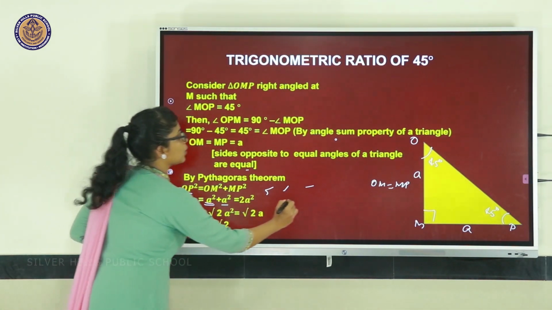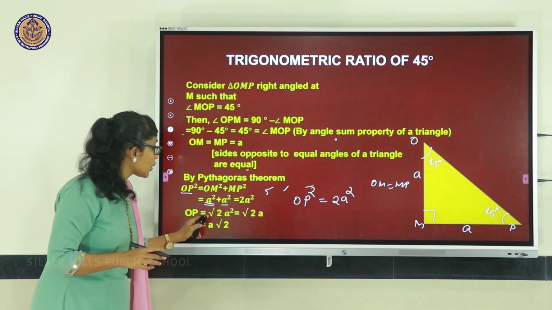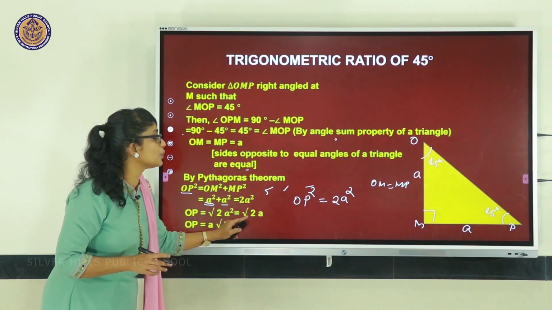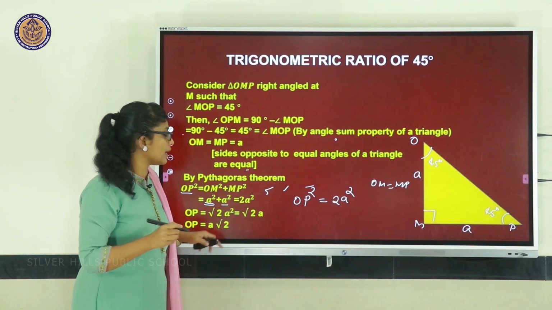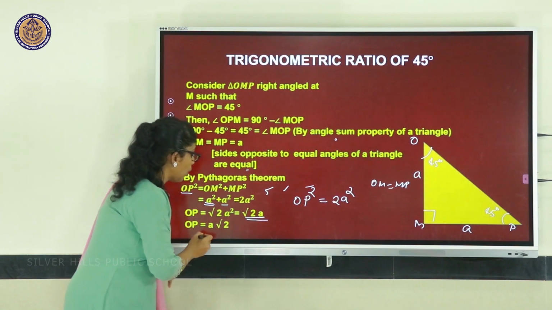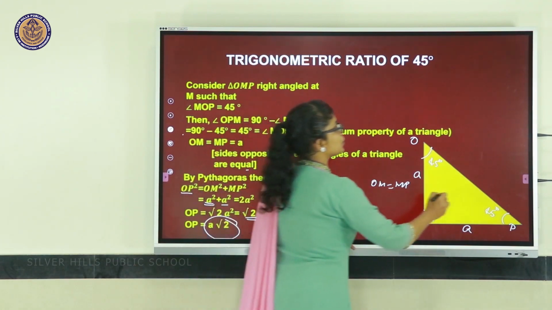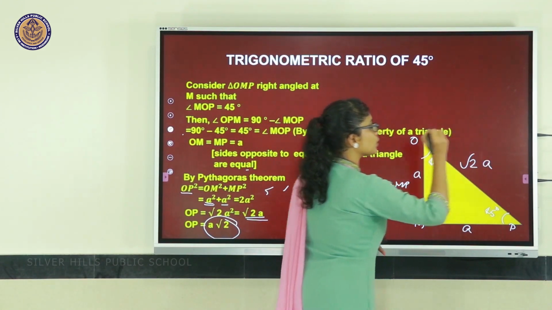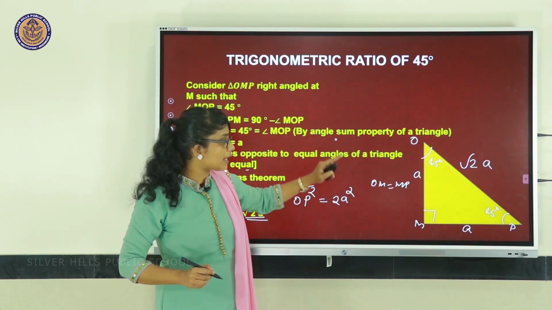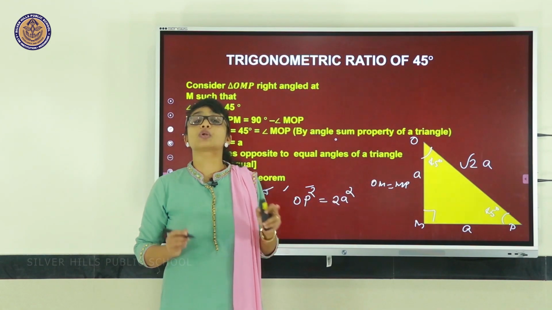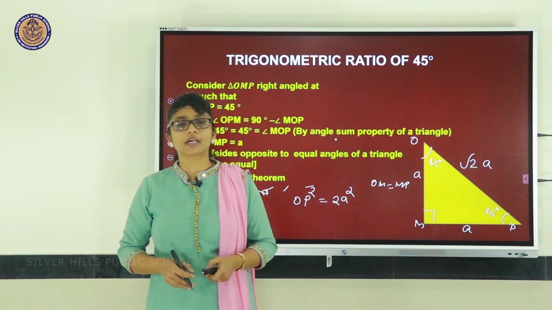OP square is equal to 2A square. Then the root of 2A square is root 2 A, because the root of A square is A. So, OP equal to A root 2, or root 2 A. So, hypotenuse equal to root 2 A. Here base is A, perpendicular is A and hypotenuse is root 2 A. And in the last session we studied the 6 trigonometric ratios.